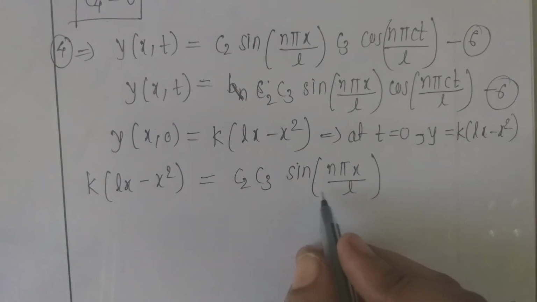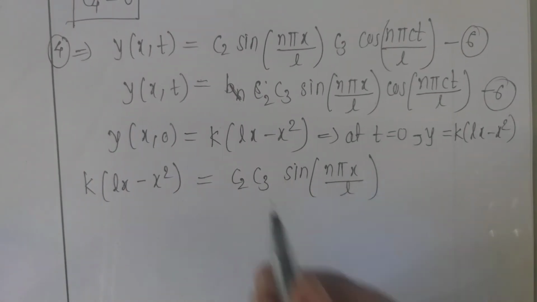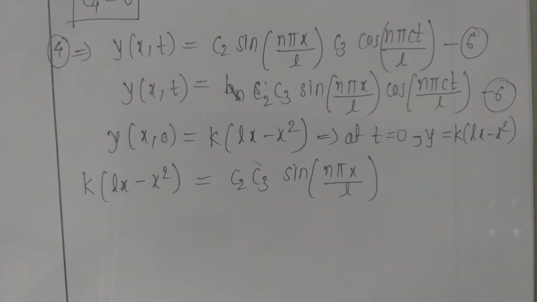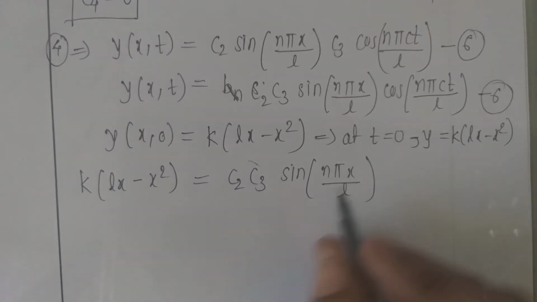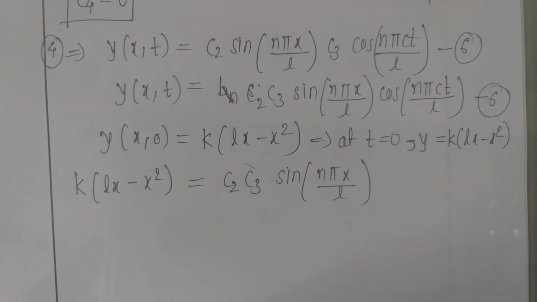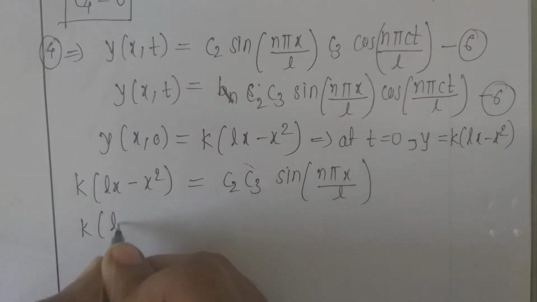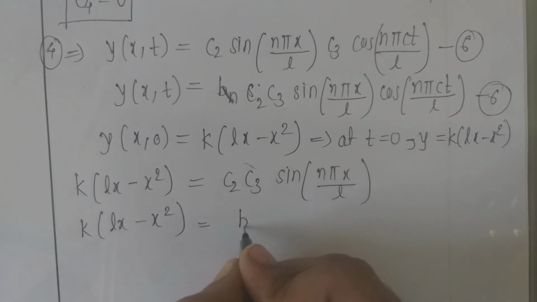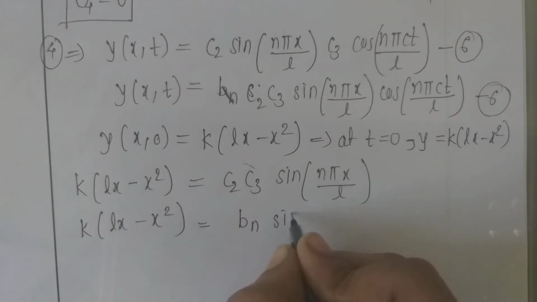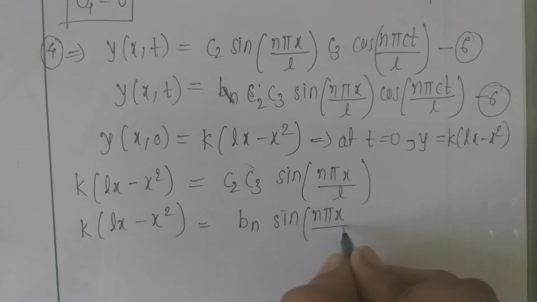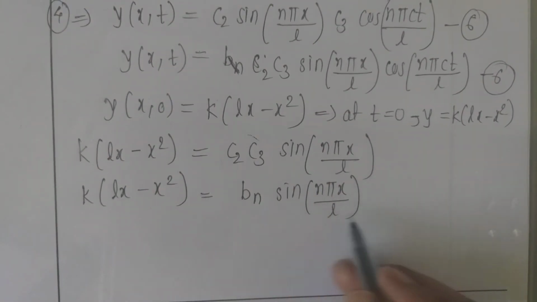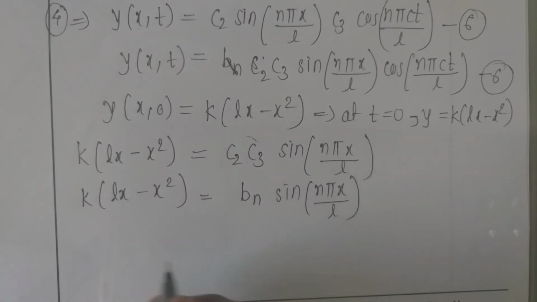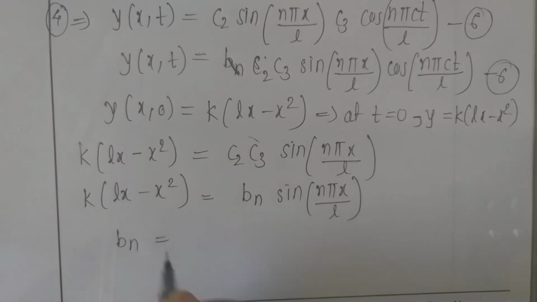Now we know that sin(nπx/L) is not 0, C3 cannot be 0 and C2 cannot be 0. So what we want is the value of this constant now. If we get the value of the constant, our solution becomes equation number 6 by substituting C2 and C3. So this is k times (Lx − x²) equal to C2 into C3, which can be denoted by another constant Bn, multiplied by sin(nπx/L). Why am I denoting it Bn? Because on the right-hand side only the sine function is remaining, Bn can be obtained by using the Fourier sine series.